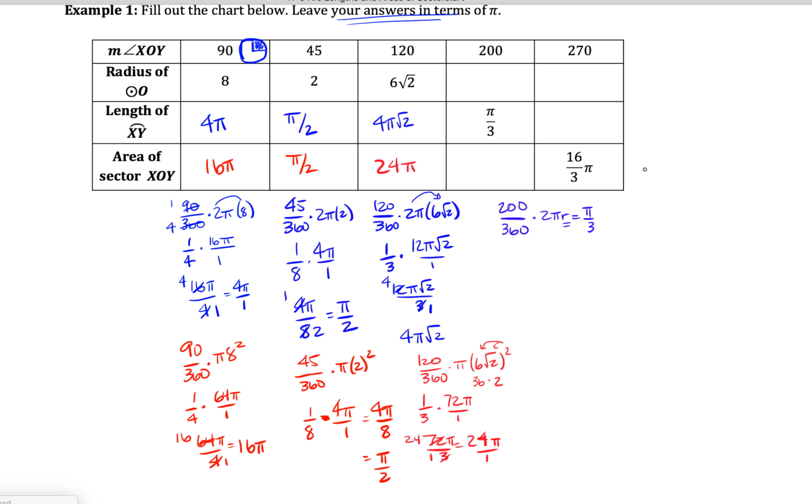Okay? On this problem right here, we're going to have the same idea. In this case, it's an angle of 270. So we'll have 270 over 360 times pi r squared. It comes out to give us 16 over 3 times pi.